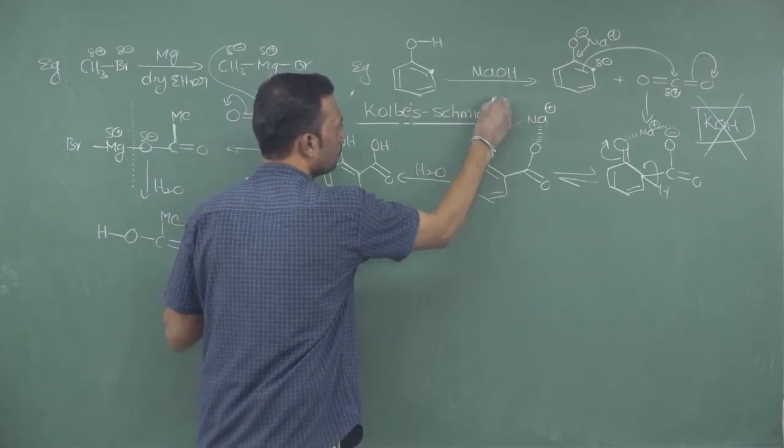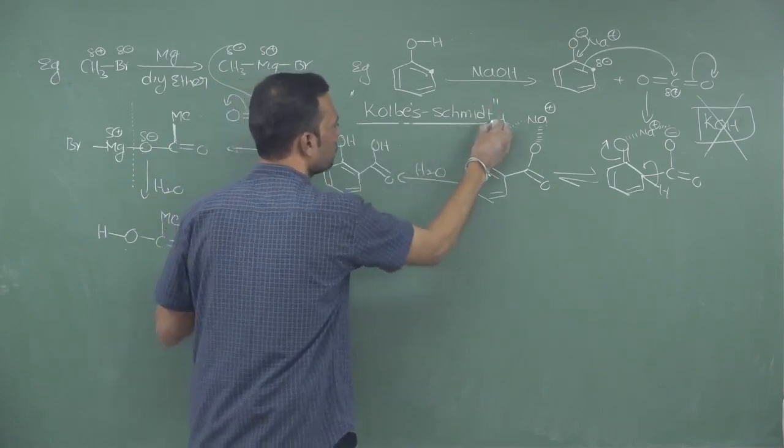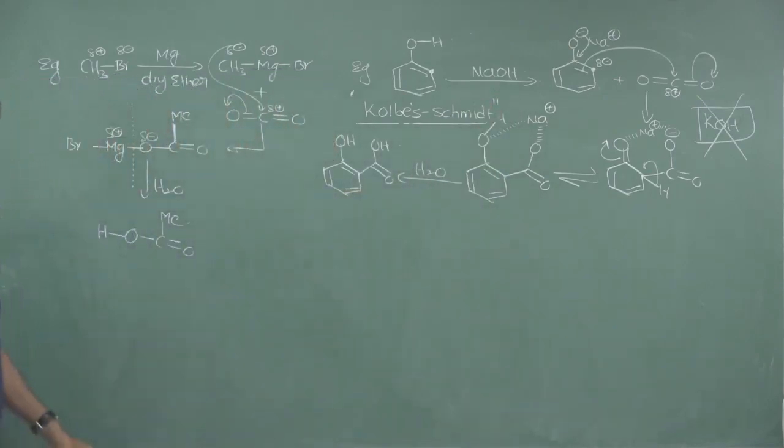Kolbe-Schmitt reaction, the conversion of phenol to salicylic acid in the presence of sodium hydroxide and carbon dioxide.